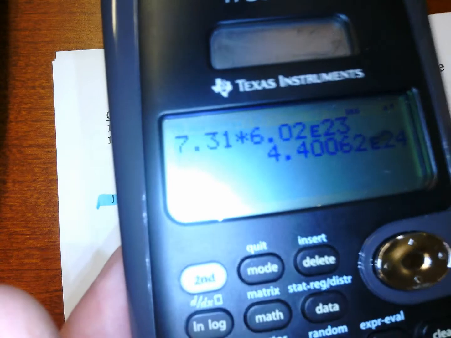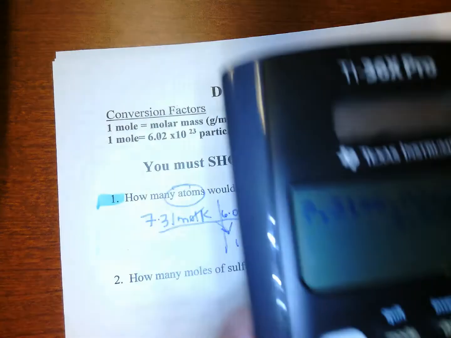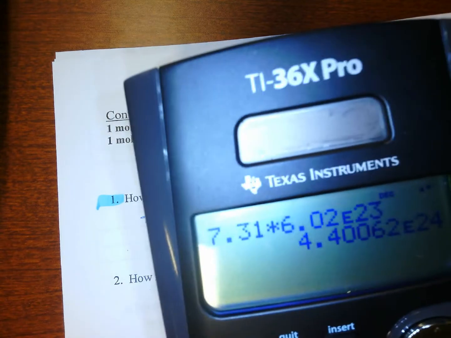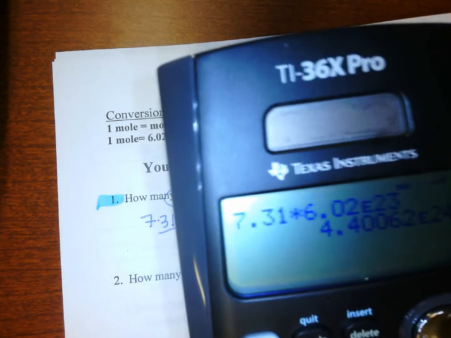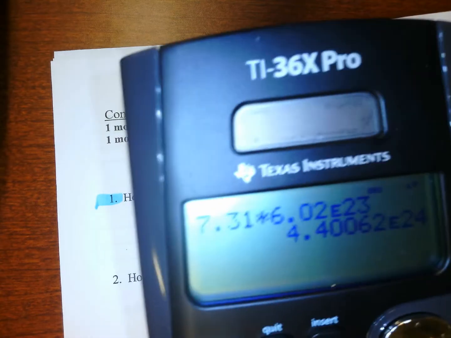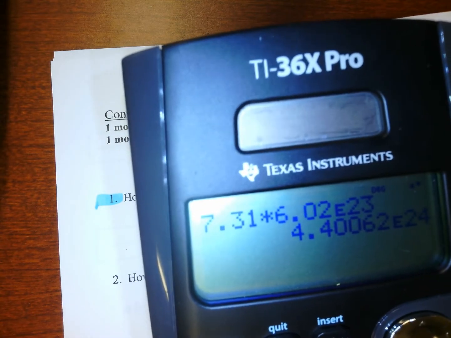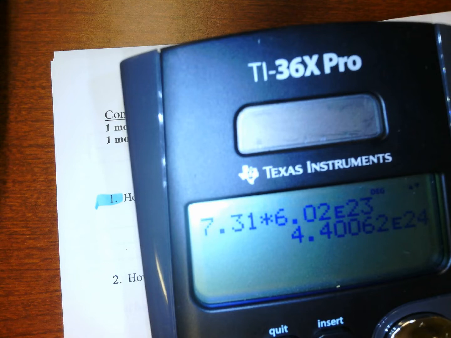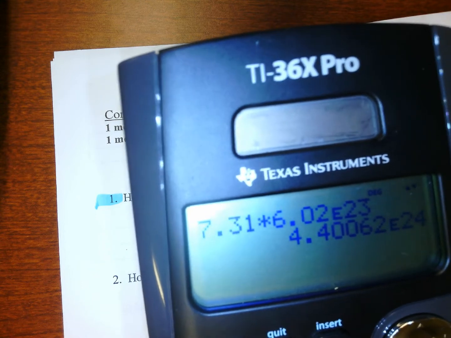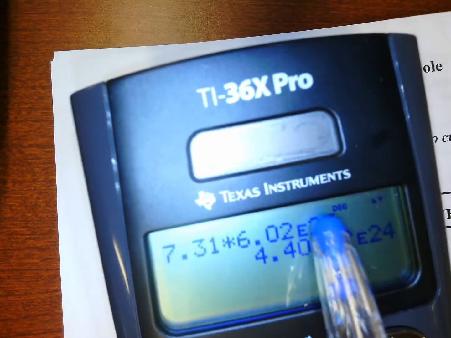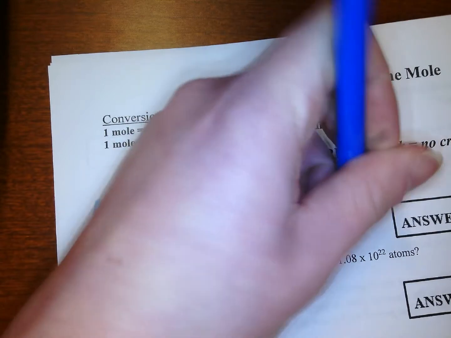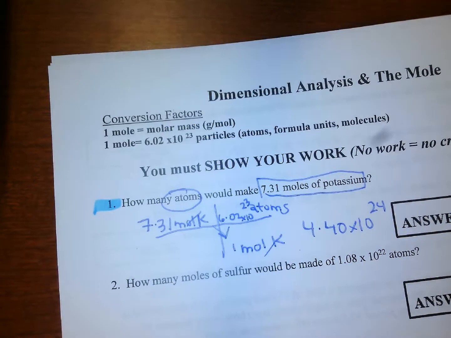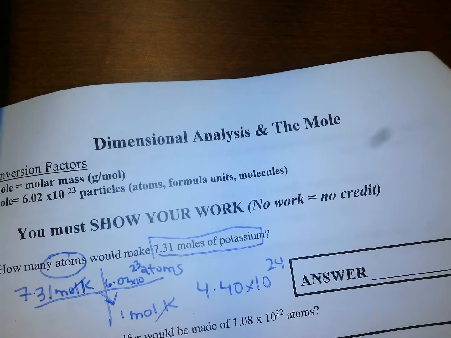So we aren't teaching you the rounding rules here in this class, but I'm going to say pull out to about 3 places. Most of the time that will get you to where you need to be. So if I pull that out to 3 places, my answer is going to be 4.40 times 10 to the 24th. Remember that E means times 10. Alright. That could also go in there.